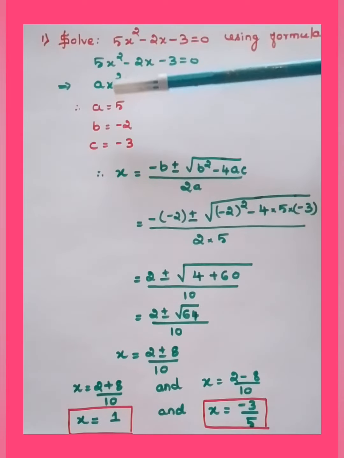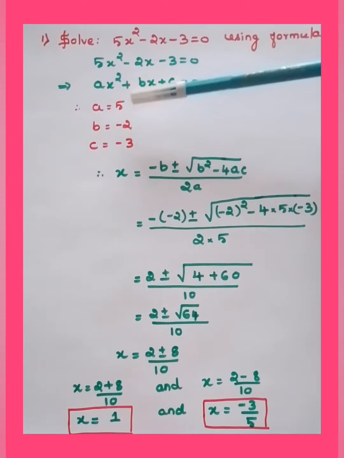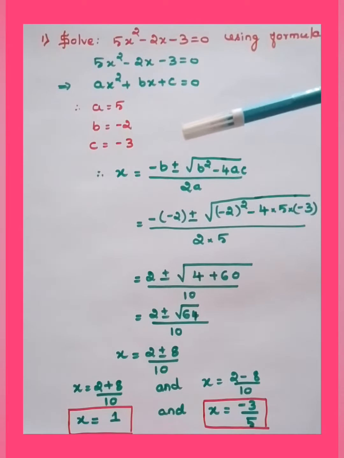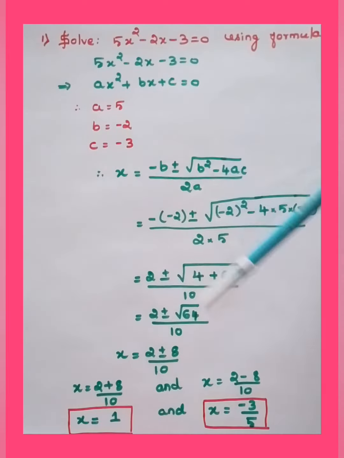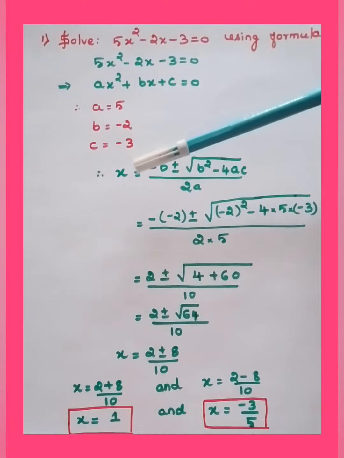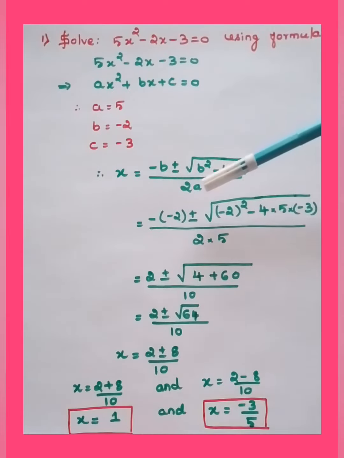What is the value of a here? In place of x square we have the value 5. With sign we have to write, and the b value is minus 2, the c value is minus 3. We got these values. What is the quadratic formula? Here we have the variable as x, so you can write x is equal to the entire term. We are going to calculate x. If it is y, you can write y. Whatever variable is given in the particular sum, you can choose it. Hence x is equal to minus b plus or minus square root of b square minus 4ac, divided by 2a.